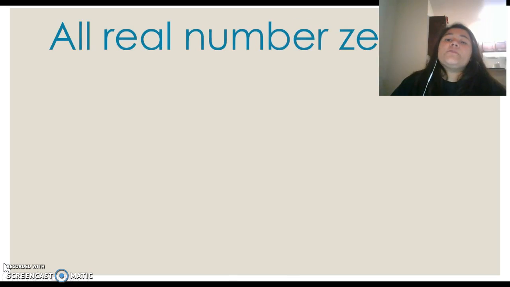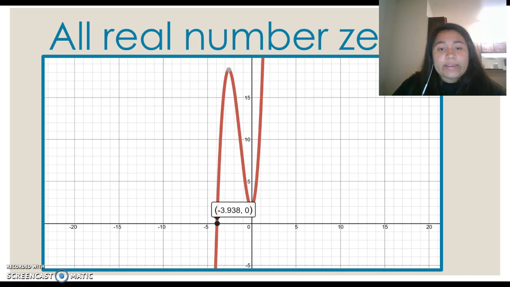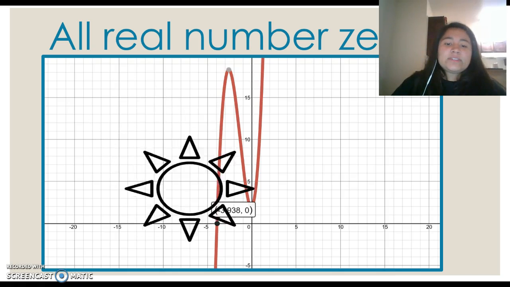All real number zeros. These are really easy to find when you have a graph because they're located on the x-axis. They're either crossing it or touching it, and those are your real number zeros. See where the sun is.